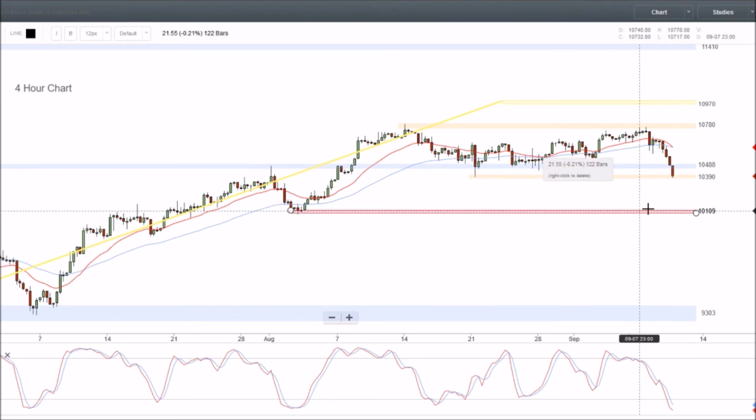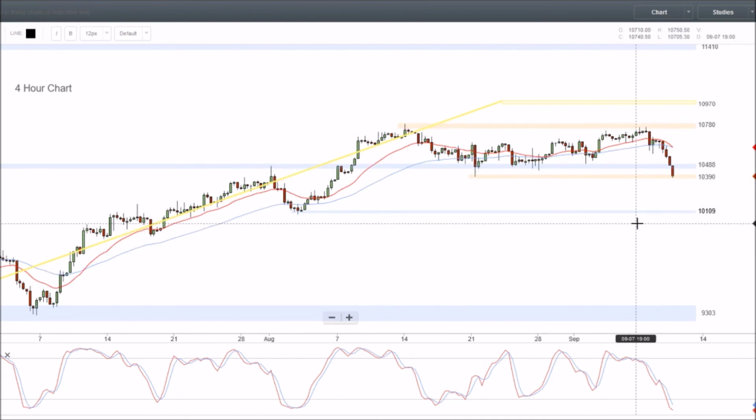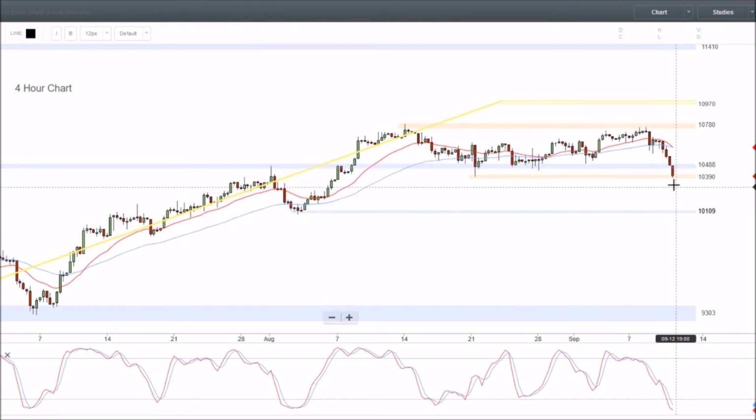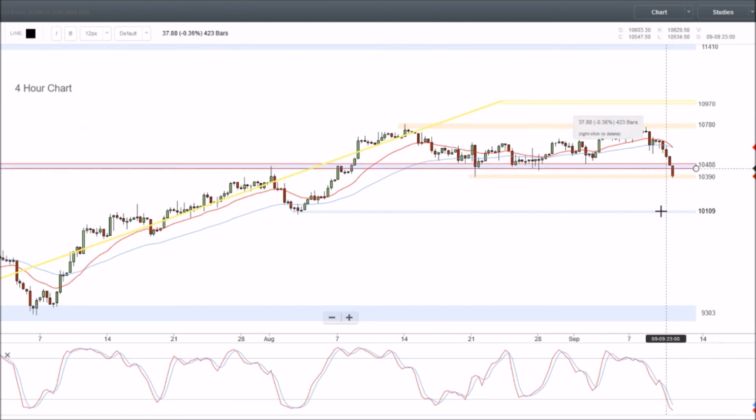Now that is a key level. If that breaks, I think that overall leg is going to roll over, and we could see some longer term selling. But I expect, being in well oversold territory, I expect that level to hold up. We may find that we build a higher low here, and that could take us back up through the 10,780, 10,970 and higher. But we'll see how that plays out tonight.